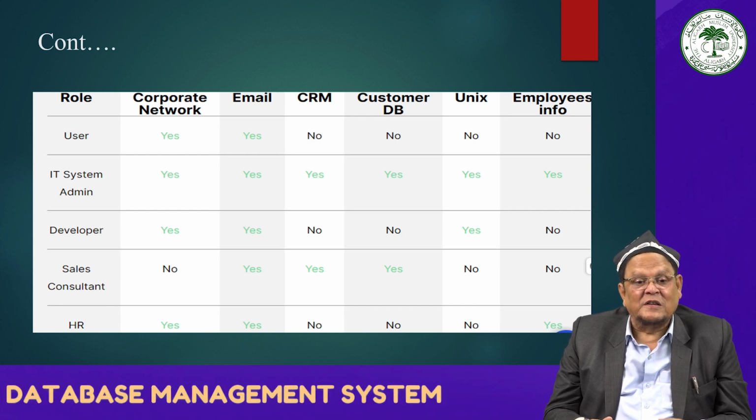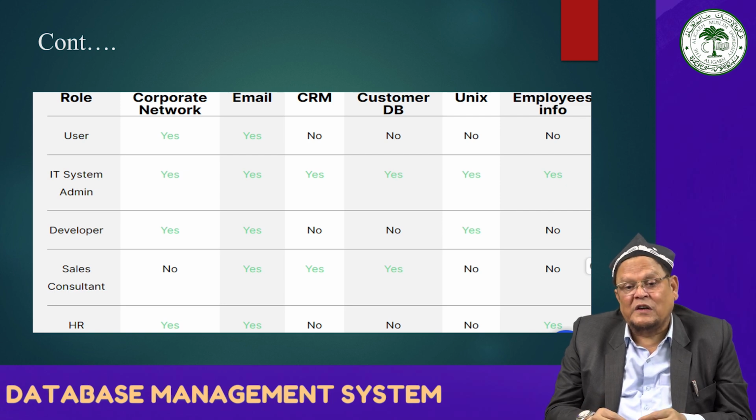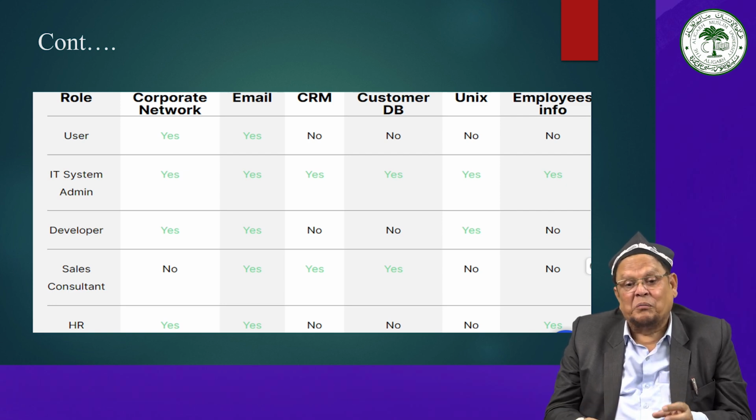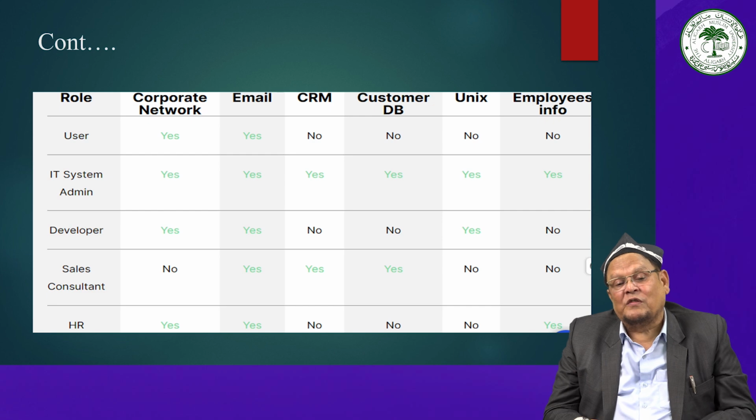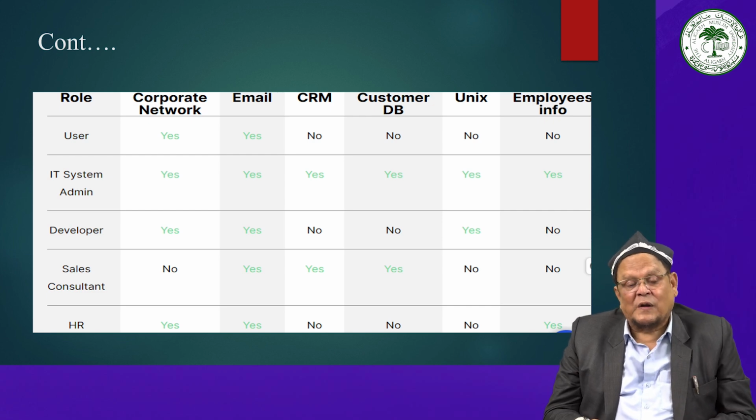But the developer is also one of the users, as a user can have the role of a developer. Developer has only corporate network, he has been given permission, and the email, and also the Unix system, but no employee information. If the developer wants to see the employee information, he cannot access, he cannot read. By that we are able to improve the security level. Unauthorized persons cannot retrieve the information.